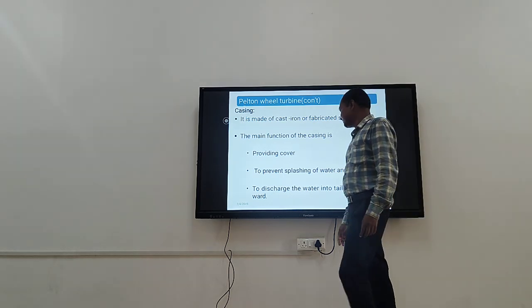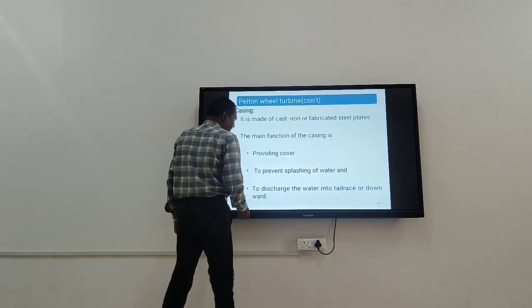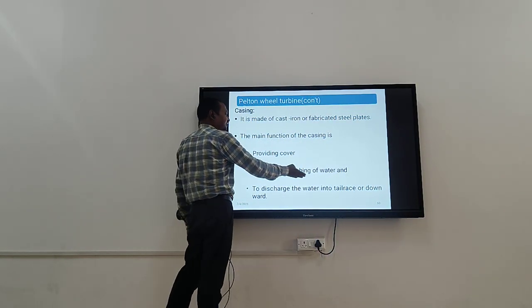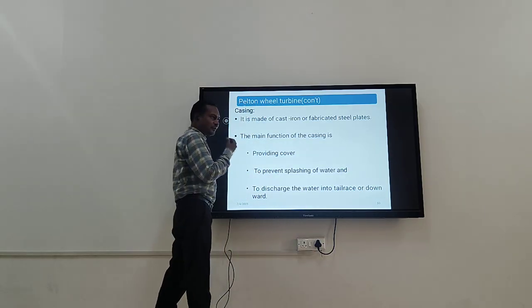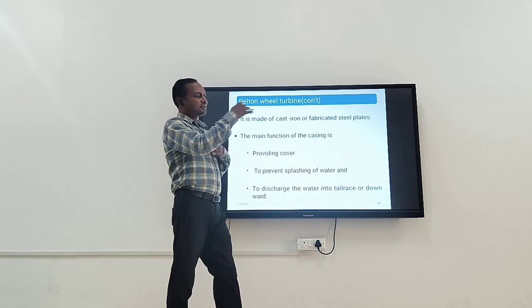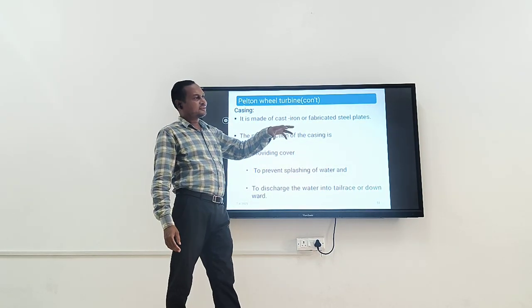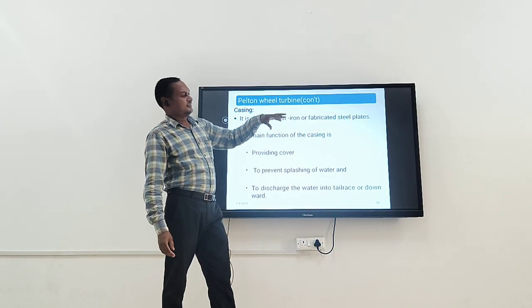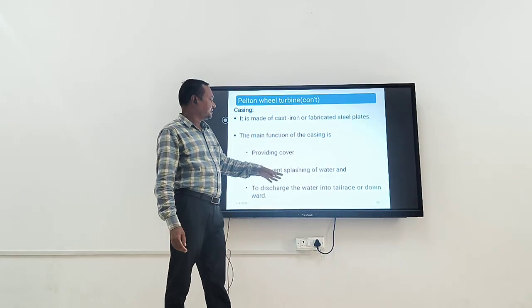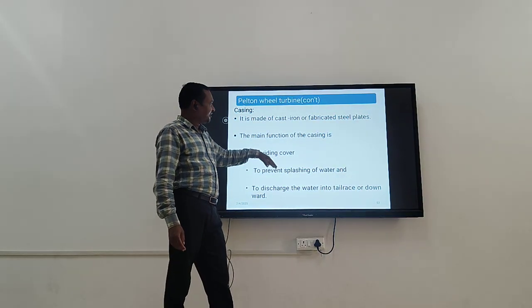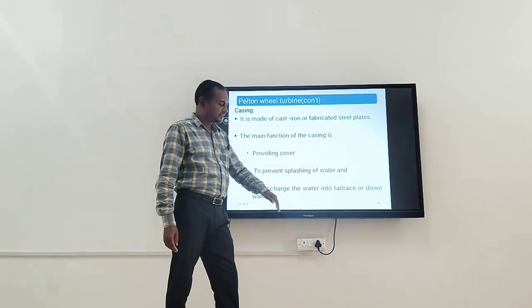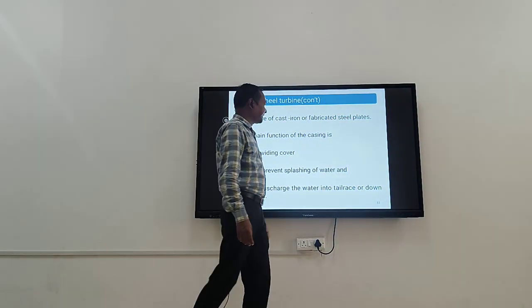And the last one is to discharge the water into the tailrace or downward. That means your casing is guiding the water passing through the turbine towards the bottom, towards the tailrace.